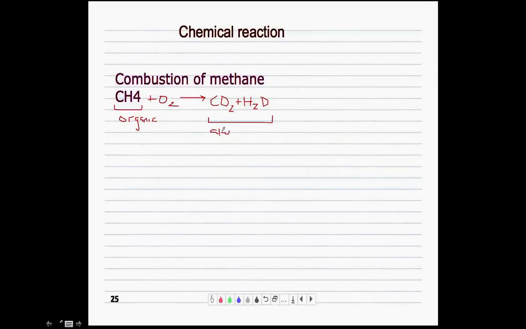In this chemical reaction, is this a compound or an element? Compound. Okay. Is this a compound or an element? Compound or element? As you can see, compounds can react with elements to give two compounds or any other combination.